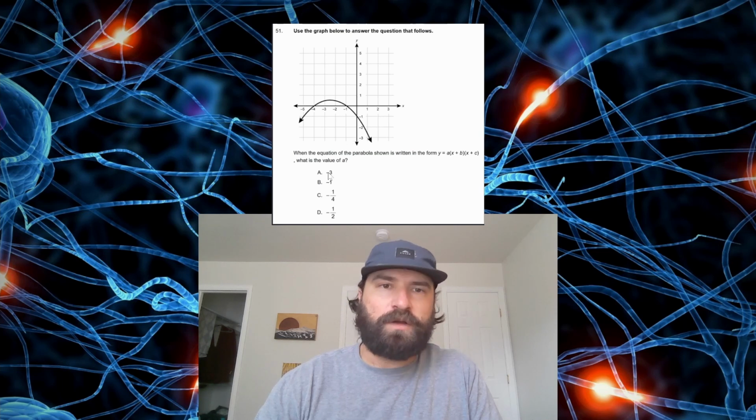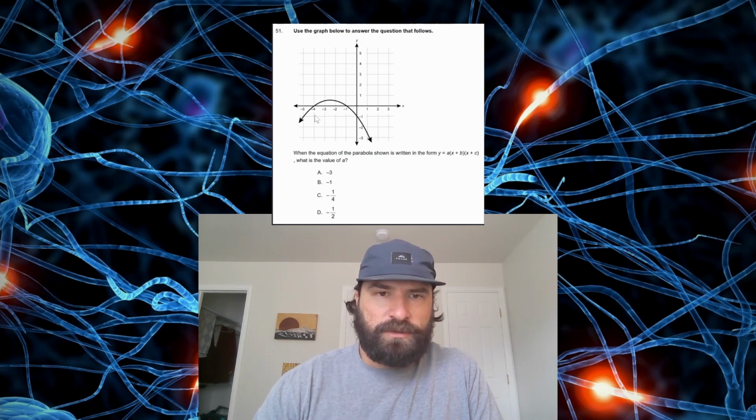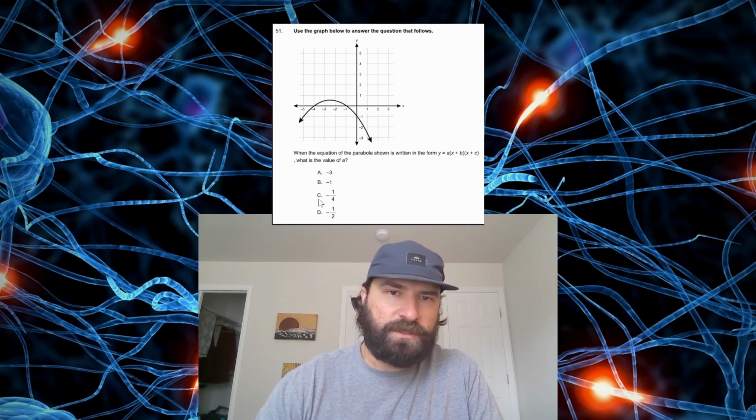Let's tackle another MTEL question. This one says, use the graph below to answer the question that follows. So we've got a graph here that says, when the equation of the parabola is written in the form y equals a times (x plus b) times (x plus c), what is the value of a? We've got a bunch of values here.